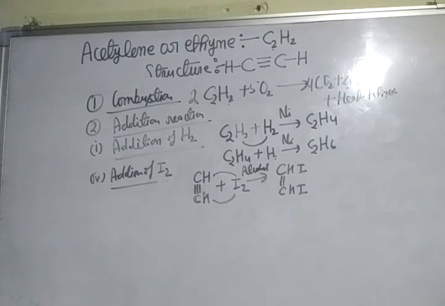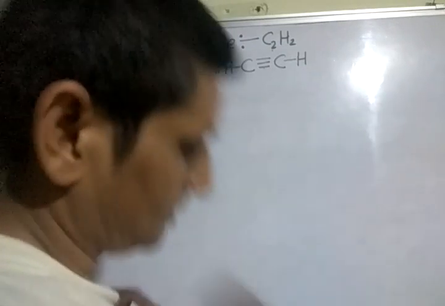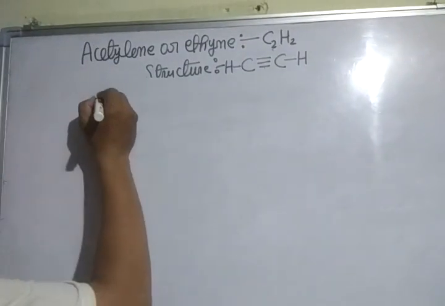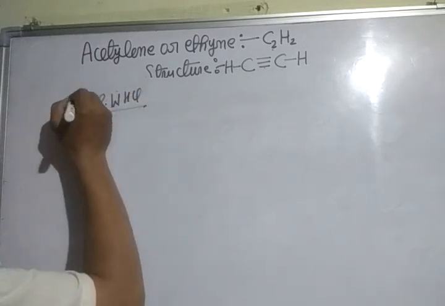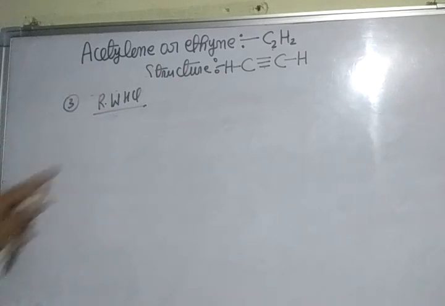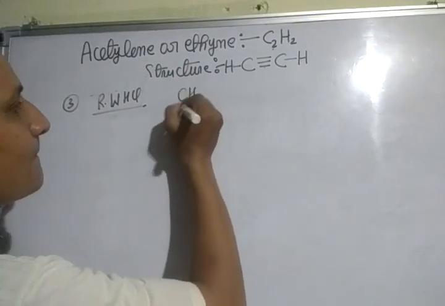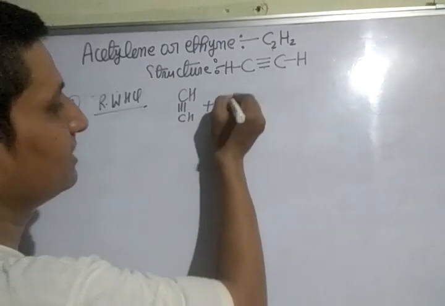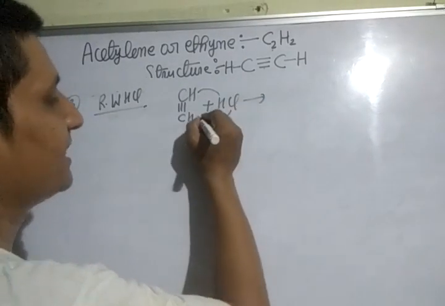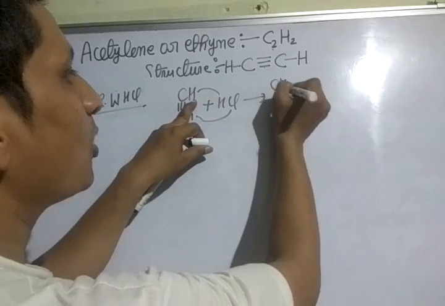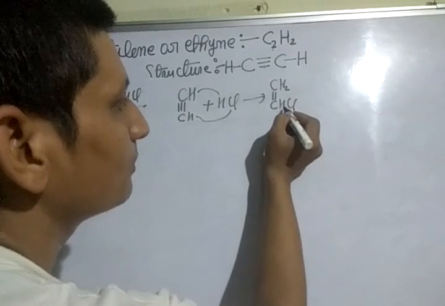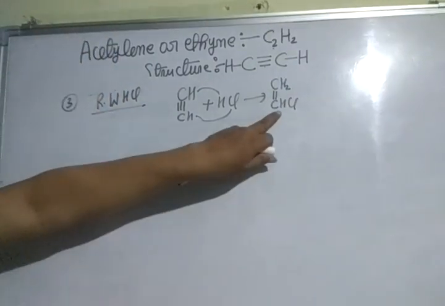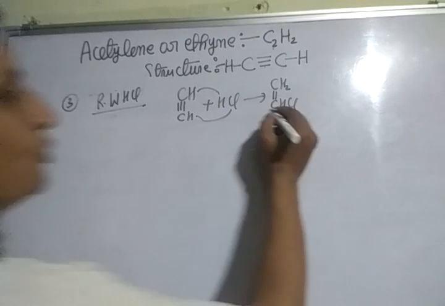Next point is reaction with HCl. Look here, reaction with HCl. Third point. Acetylene reacts with HCl. H attaches here, Cl attaches here, and we get CH2 double bond CHCl. The valency of carbon is 4: 2 plus 2 is 4, 1, 2, 3, 4. So we get chloroethene.